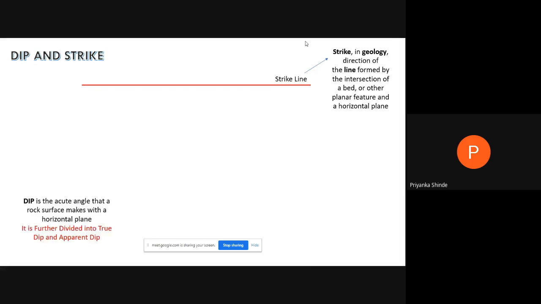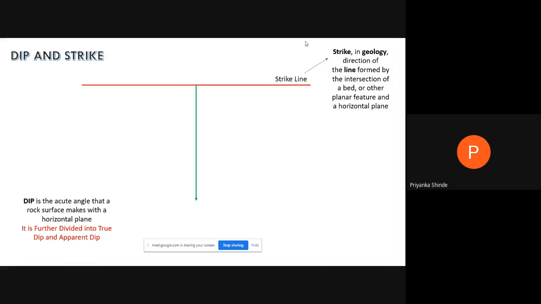Then the next concept is dip. Dip is the angle, or acute angle, that a rock surface makes with the horizontal plane. That means the angle made by the bedding plane with the horizontal surface is called the dip of the bed. It is further divided into true dip and apparent dip. So let us understand what true dip and apparent dip are.